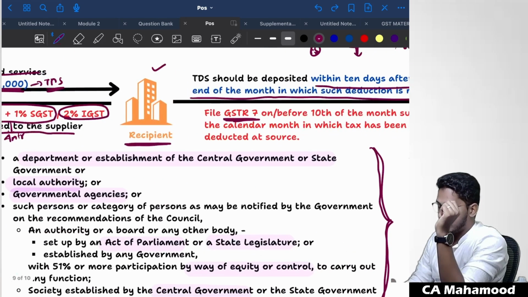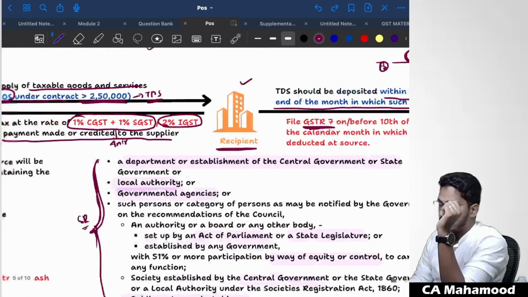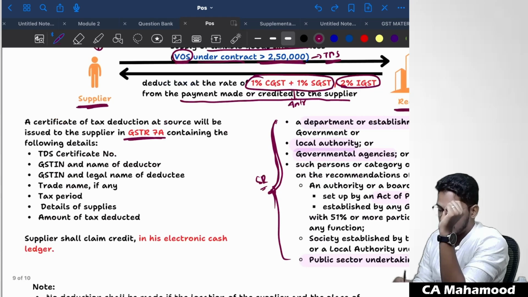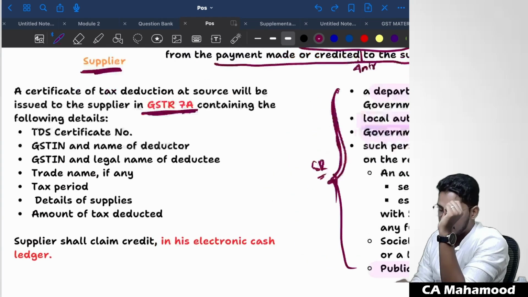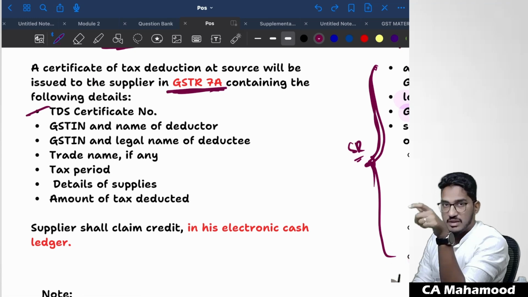So once this recipient deposits the TDS with the government and files a GSTR 7, that information will be reflected to the supplier in his common portal in the GSTR 7A. In the GSTR 7A, complete details will be there, like the TDS certificate, GSTN of the deductor. Deductor means nothing but recipient. GSTN and legal name of the deductee.